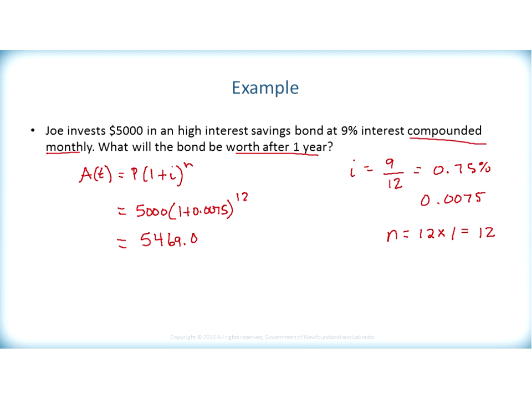$5,469.03. Once again, the question could be asked, how much interest did Joe gain on his investment? And that would be $469.03 interest.